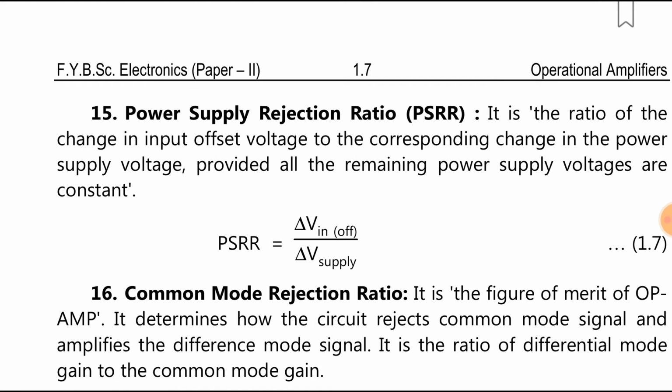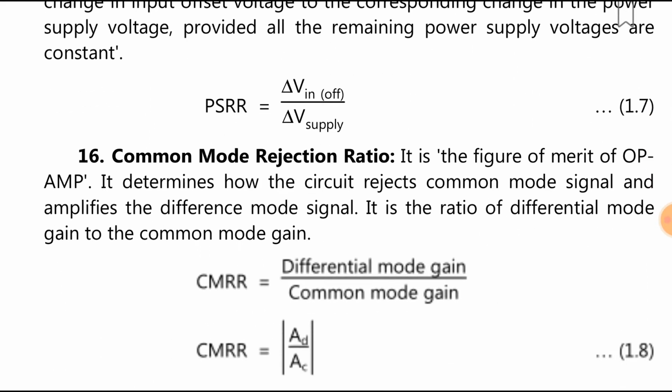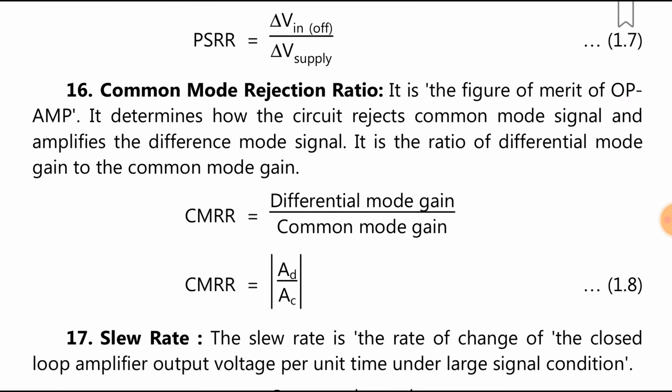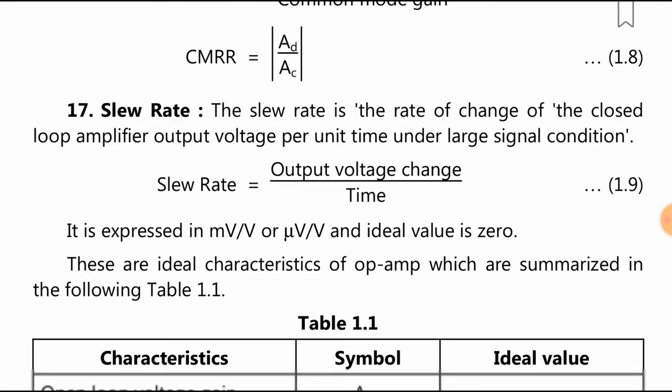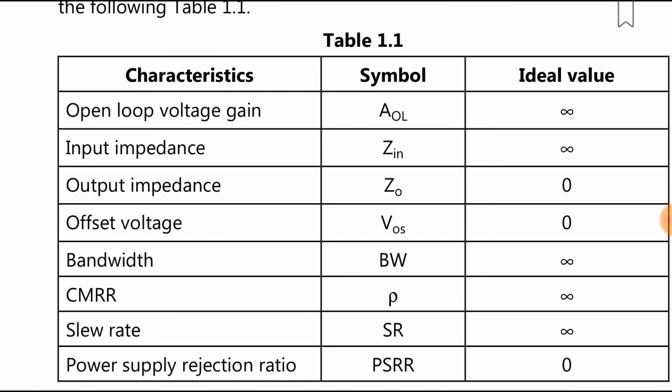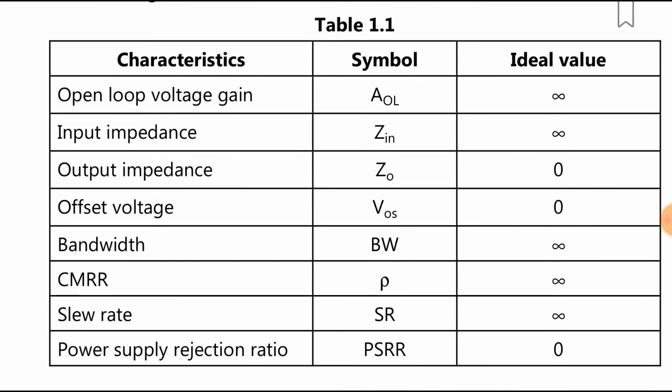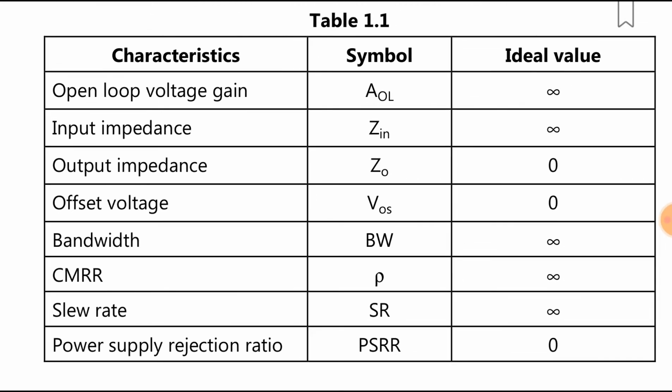Then power supply rejection ratio, PSRR, and common mode rejection ratio, CMRR, is AD upon AC. Then slew rate, that is the ratio of output voltage change with respect to time. So these are the characteristics, its symbol and the ideal values are given in this table.